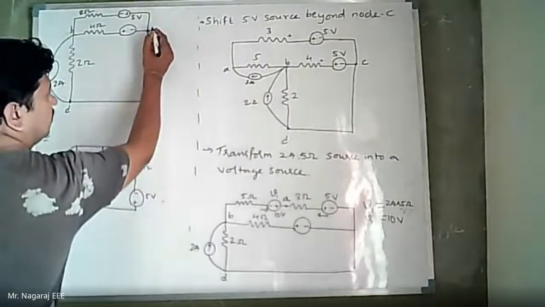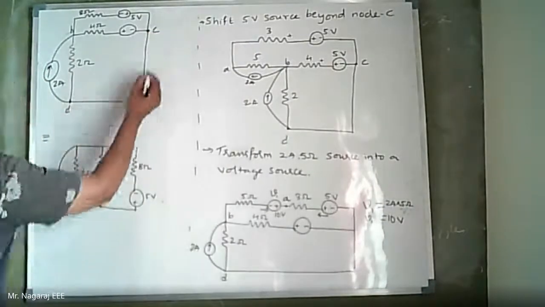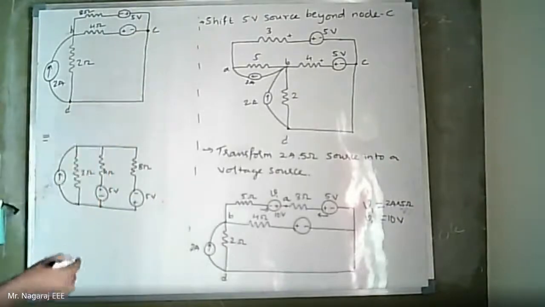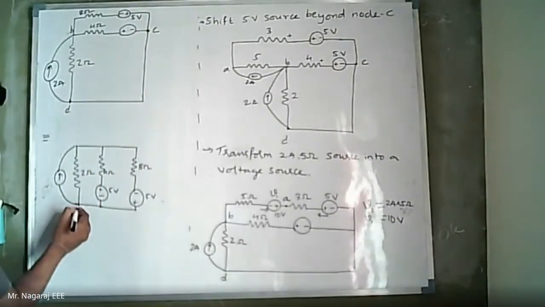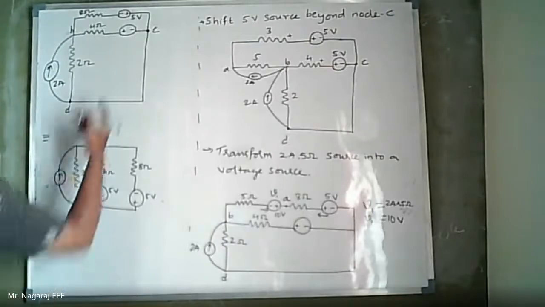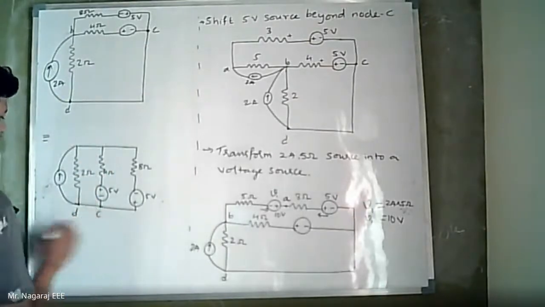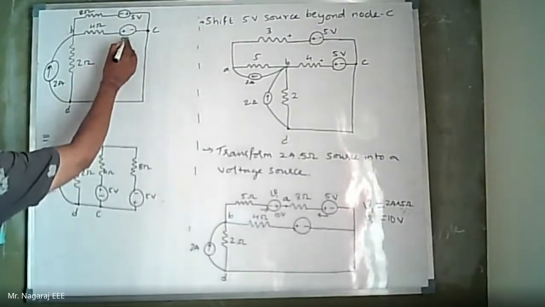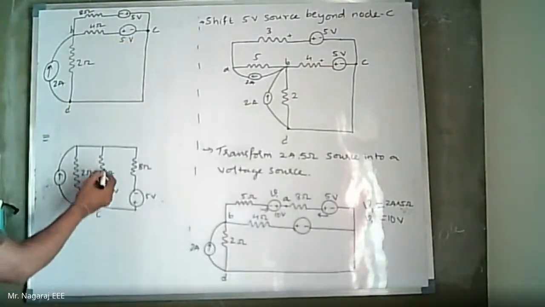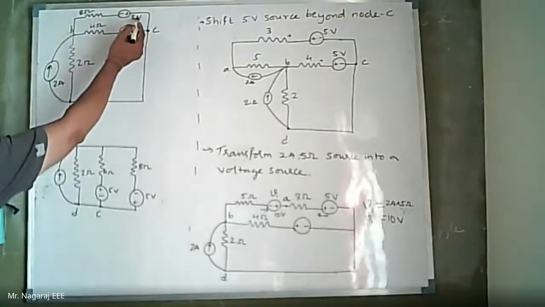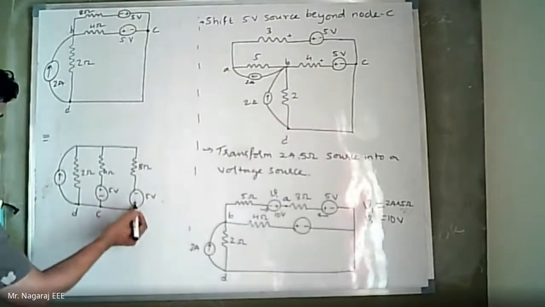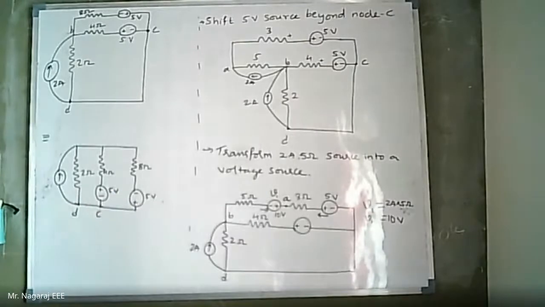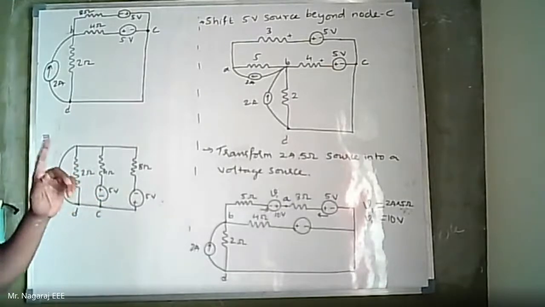Now this is node C. Node C and node D are directly connected with a wire. Node C is connected with the negative terminal of this 5-volt source in series with 4 ohm, and the positive terminal of this 5-volt source in series with 8 ohm. While reducing the circuit, while transforming and shifting, the direction of polarities is extremely important.